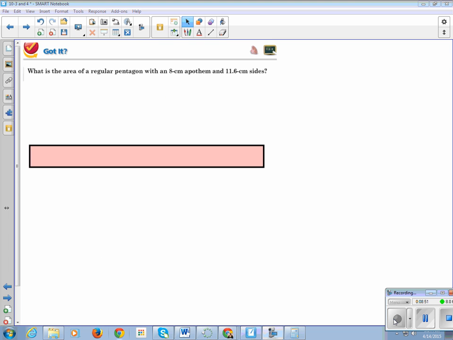So let's just do a double check to make sure we have this idea. What is the area of a regular pentagon? And just for fun, I make sure I draw the picture. Thanks to the Department of Defense, I know what a pentagon shape looks like. The 8 centimeters is the apothem, and it has an 11.6 centimeter side.